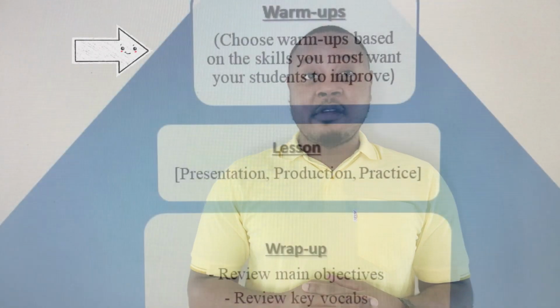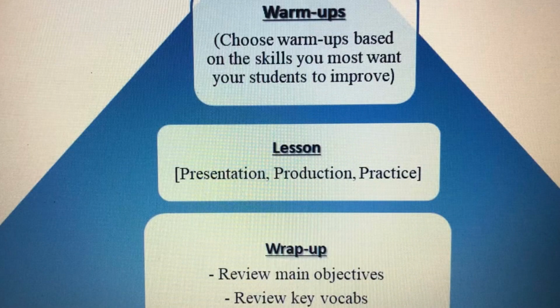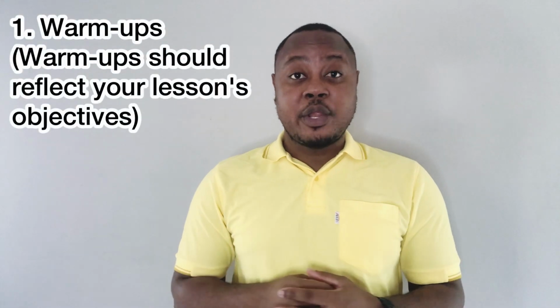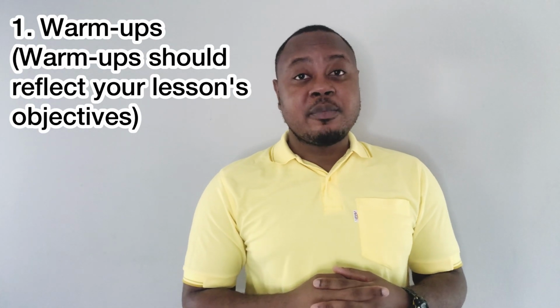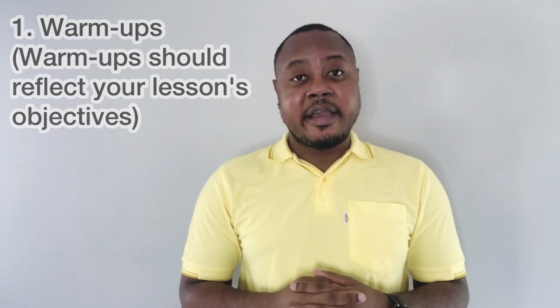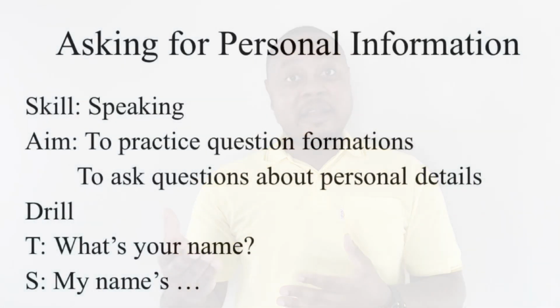However, here are the structures that you must have in mind when planning a lesson. The basic structure of a lesson starts with warmers. If you're creating a lesson, you have to incorporate warmers and make sure you create warmers that go in line with your teaching objective. For example, if you intend to teach a lesson like asking for personal information, your warmer should be an activity that directly encourages speaking, because one of the main objectives of the topic, asking for personal information, is to foster speaking.